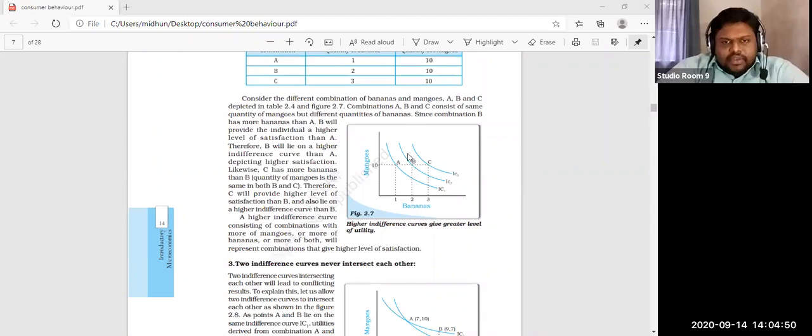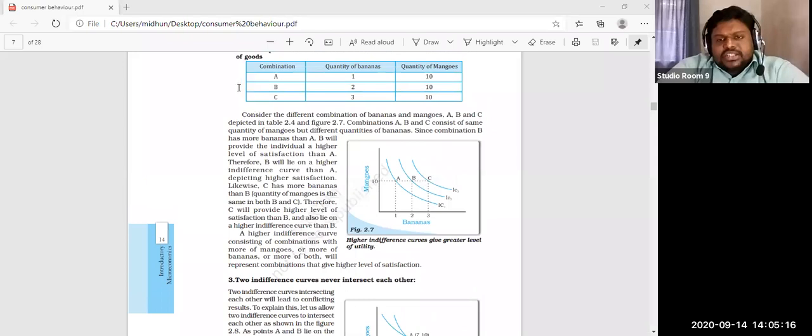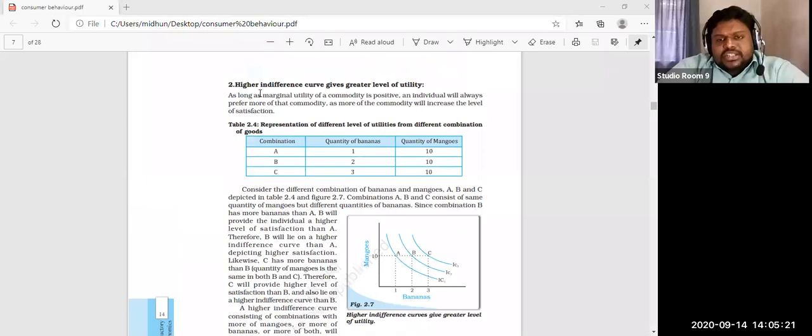You can see that the more the quantity, the more the indifference curve moves away from the origin, which means a higher indifference curve will always show higher utility. In this case, the number of mangoes is not changing, but the number of bananas is changing, and that provides better satisfaction for the customer. So this is another feature of the indifference curve: a higher indifference curve gives a greater level of utility or satisfaction.